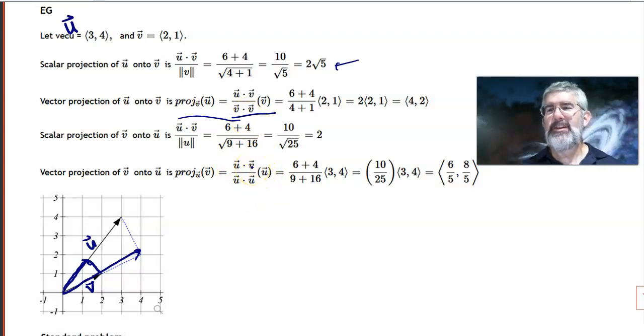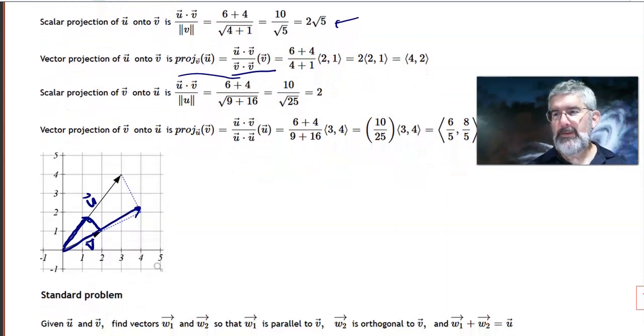You've got to think about what vector you're projecting onto. Then you know that the answer should be a scalar multiple of that vector. So if I'm projecting onto u and I'm multiplying by the vector v, that can't be right, because that's going to be in the direction of v. So just pay attention to what it is you're actually doing.